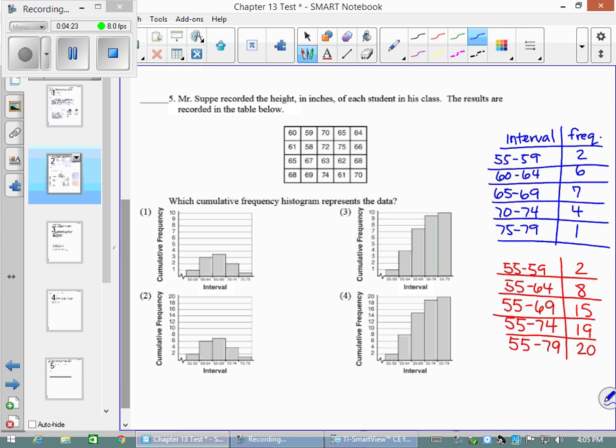There were a couple different choices here. So once they say cumulative frequency, I know that I'm not looking at graphs 1 or 2, because these intervals are only going up by intervals of 10.